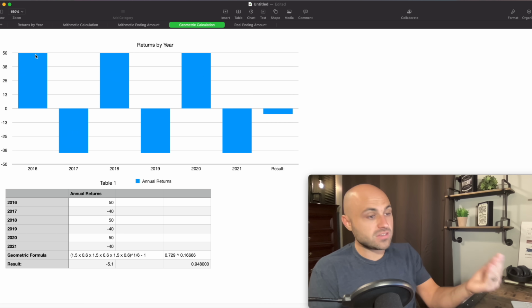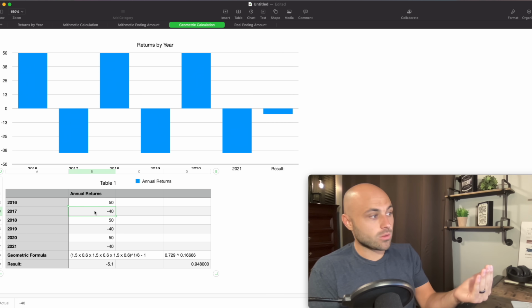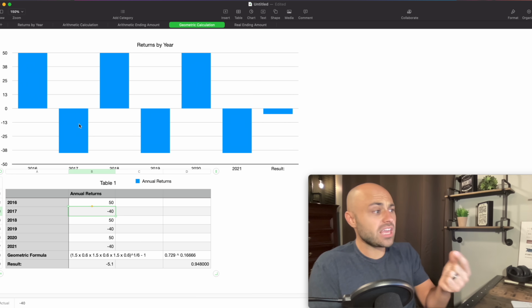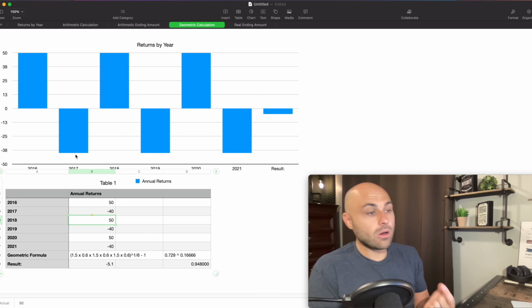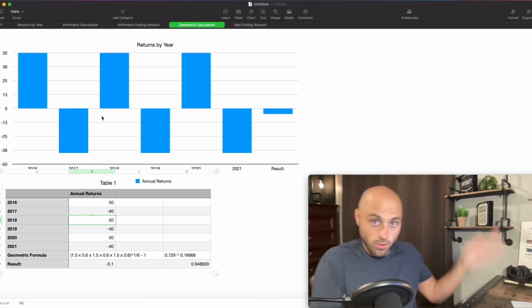Because if you go up 50% the first year, the next year when you go down 40%, you're taking 40% off of a much larger number than you had at the beginning. And then when you go up 50% from there, you're only going up 50% from a much lower amount than what you were before that period.